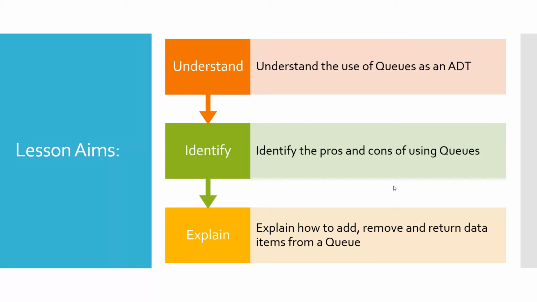Okay. So key things you need to be able to understand to do with queues is understand the use of queues as an ADT, which hopefully you remember stands for abstract data type. Identify the pros and cons of using queues, and also explain how to add, remove, and return data items from a queue. So that's the main key things that you need to know.